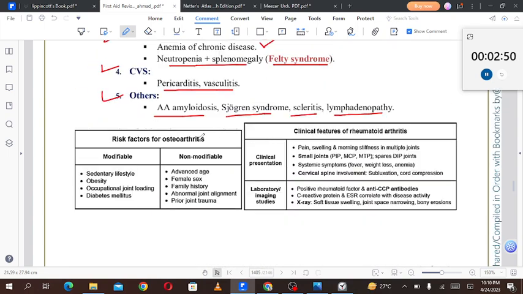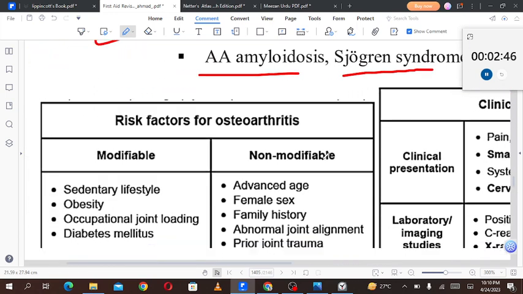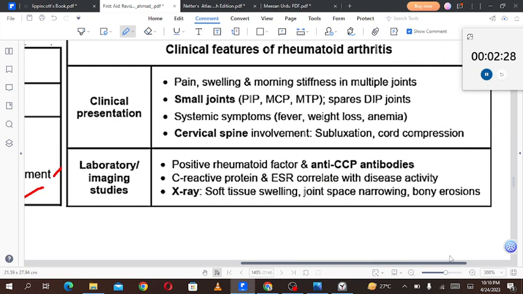Now let's look at the risk factors for osteoarthritis. The risk factors are either modifiable or non-modifiable. The modifiable risk factors are sedentary life, obesity, occupational joint loading and diabetes mellitus. The non-modifiable risk factors are advanced age, female sex, family history, abnormal joint alignment and prior joint trauma.